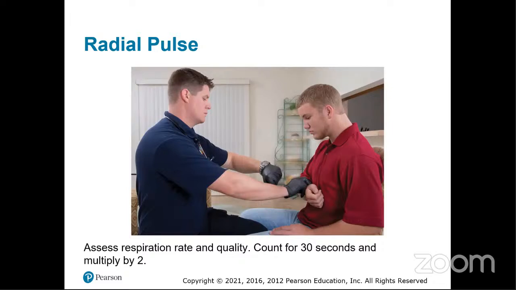Assess respiration rate and quality, count for 30 seconds and multiply by 2. If you see how he's placing that, as he's checking the pulse and doing the vital signs, he tucks it against the patient's chest. The reason he can tuck it on their chest or belly is that it's easier to count the breaths, because if they're looking at you, they're going to take shallow breaths and you're not going to see it easily. But if you hold the wrist against their belly or chest, when they take a breath, you'll be able to feel it with your hand.